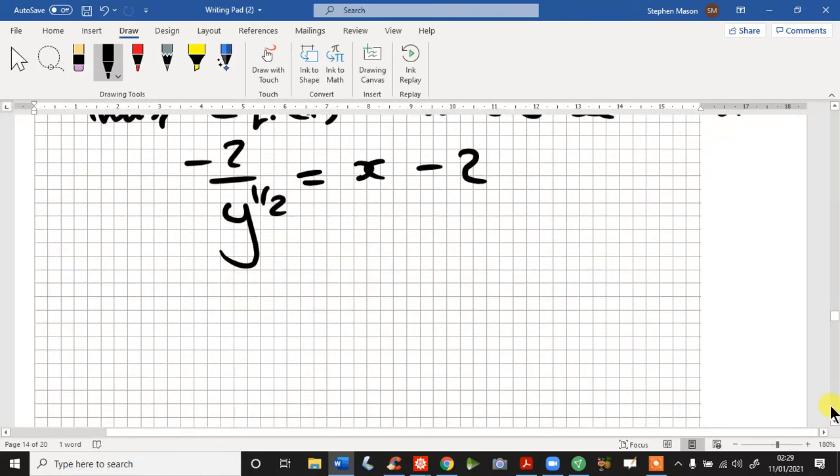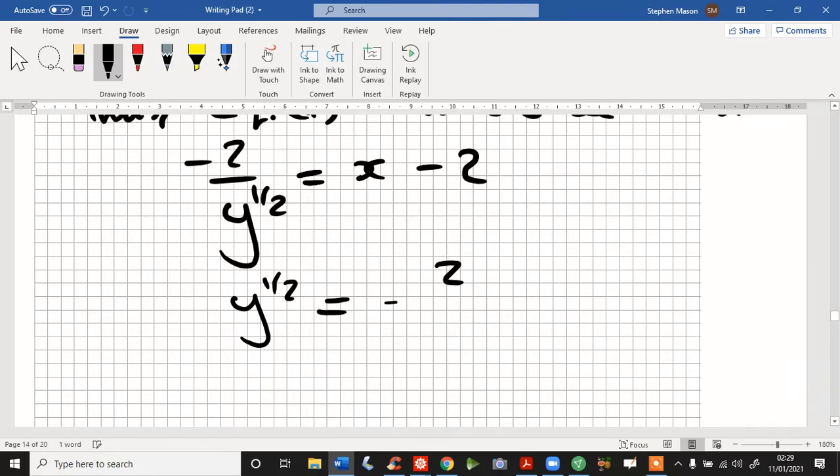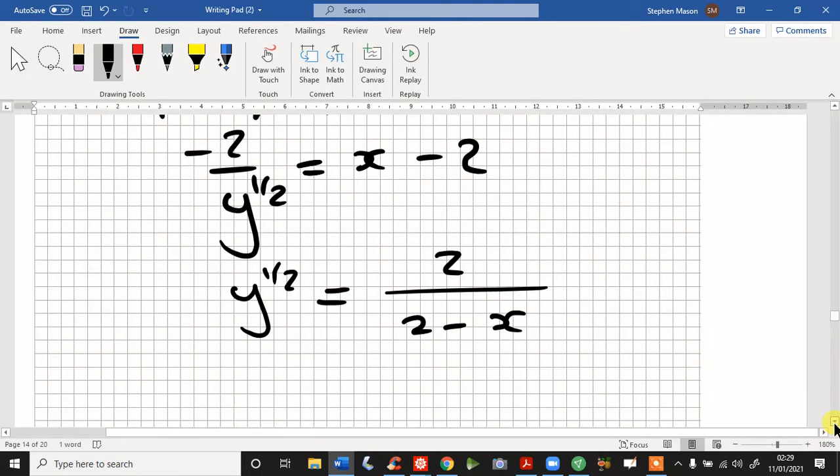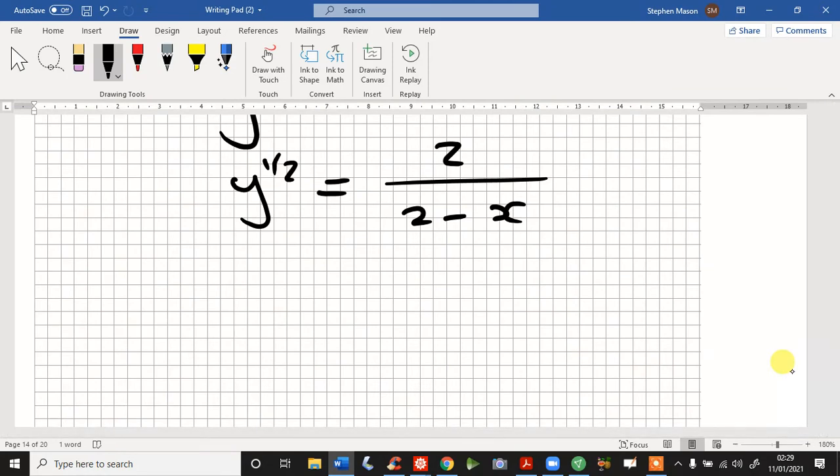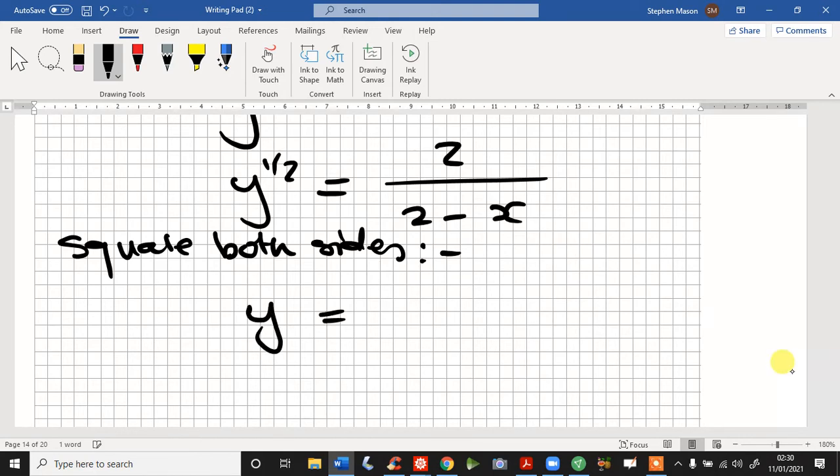And in actual fact, we can rewrite that as y to the power half equals 2 over 2 minus x. To get the actual solution for y, we square both sides, and we get y equals 4 over 2 minus x all squared, and that's to be rewritten.